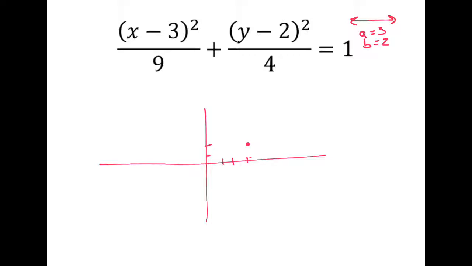So a in the x direction, I'm going to go 1, 2, 3, plot my point, and 1, 2, 3 in the other direction, plot my other vertex, and then I can go down 2 from the center and up 2 from the center right there.